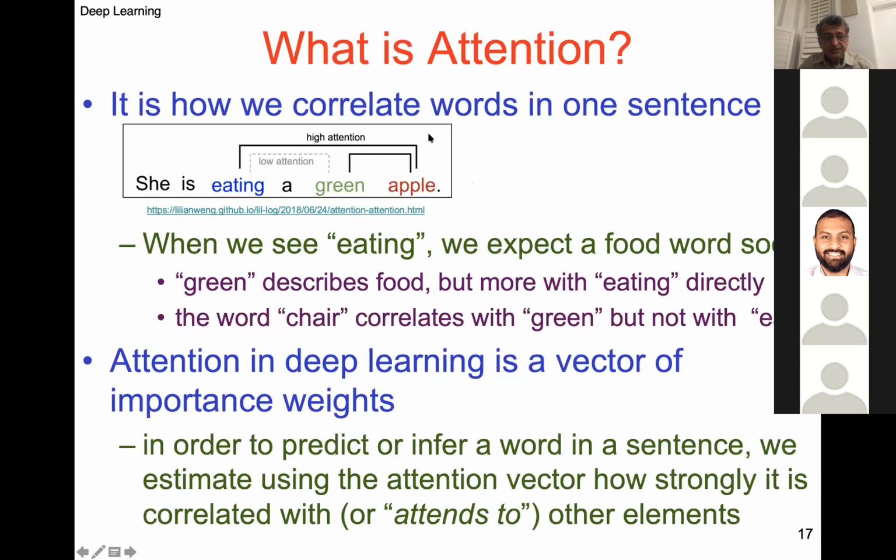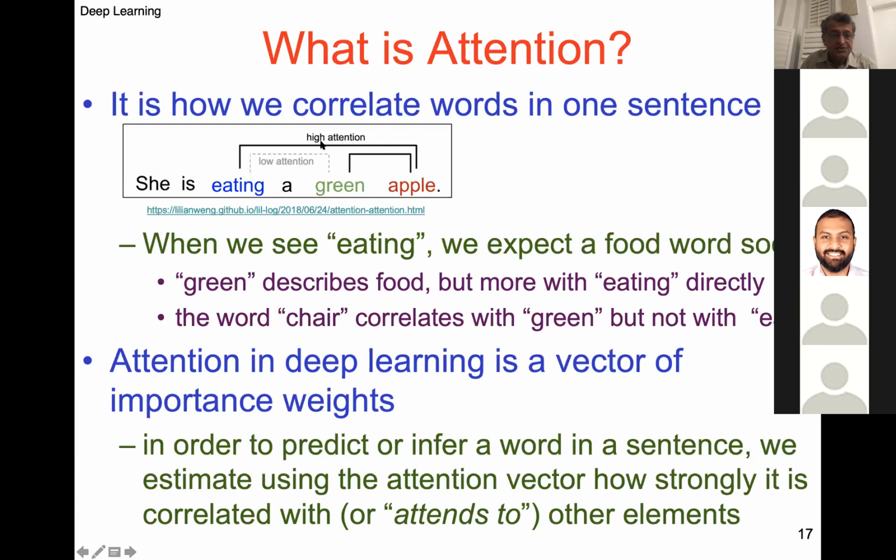So what is attention? It's how we correlate words in one sentence. Self-attention means attention within a sentence. There are two types of attention. One is called self-attention. The other one is called general attention. Self-attention is looking within the input itself. It could be a sentence or multiple sentences, attention within that. Whereas general attention looks at the relationship between the input and the output. Let's say in machine translation, you're relating the attention from one to the other.